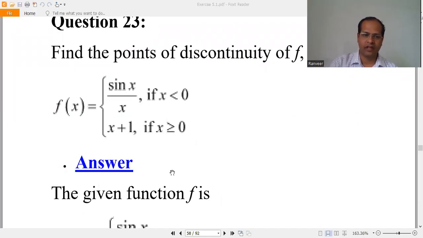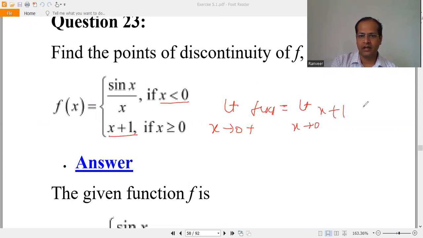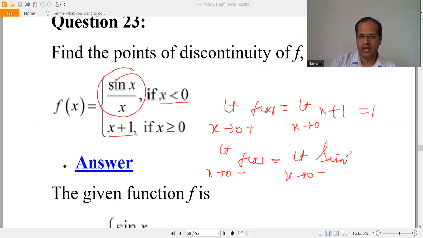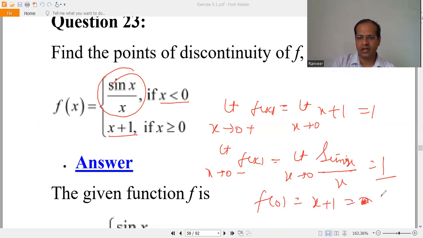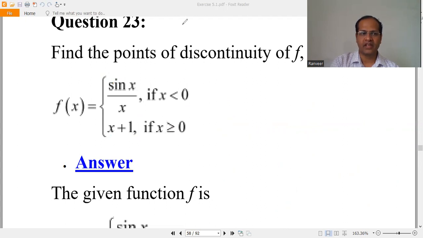For that we have to check the continuity at x equal to 0. The limit as x tending to 0 plus of f(x), the function definition, is x plus 1, so this is 1. The limit as x tending to 0 minus of f(x) is sin x by x, which is also 1. And f(0) is also 1. So all values are the same at x equal to 0, so definitely the given function is continuous.